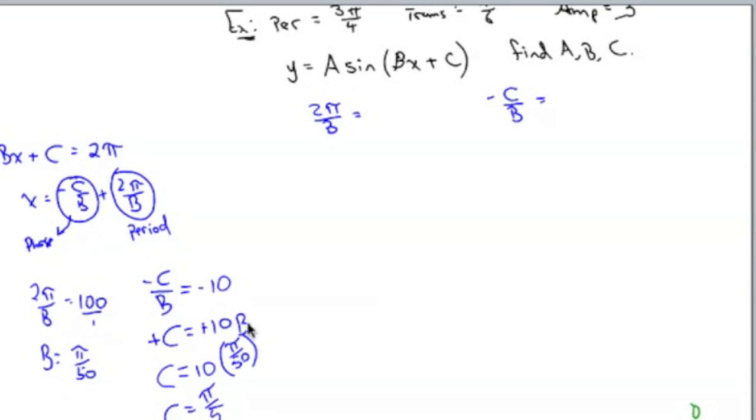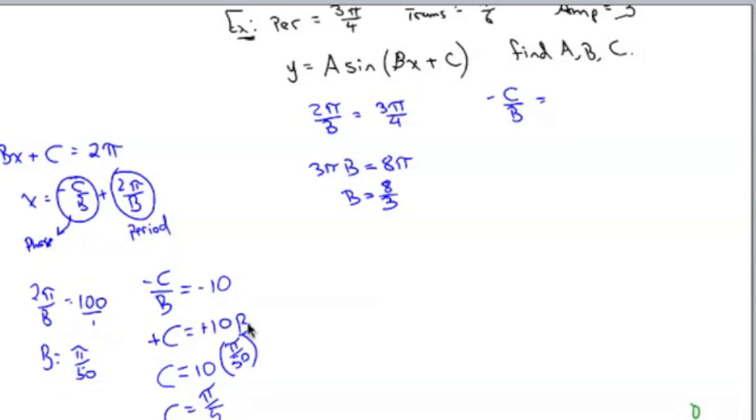Here's why. Negative 2 pi over b has to equal 3 pi over 4, and you have to solve for b. Here you might want to just do the cross multiplication. If you cross multiply, you get 3 pi b is equal to 8 pi. Divide by 3 pi and you get b equals 8 pi over 3 pi, or 8/3. The pi's cancel.